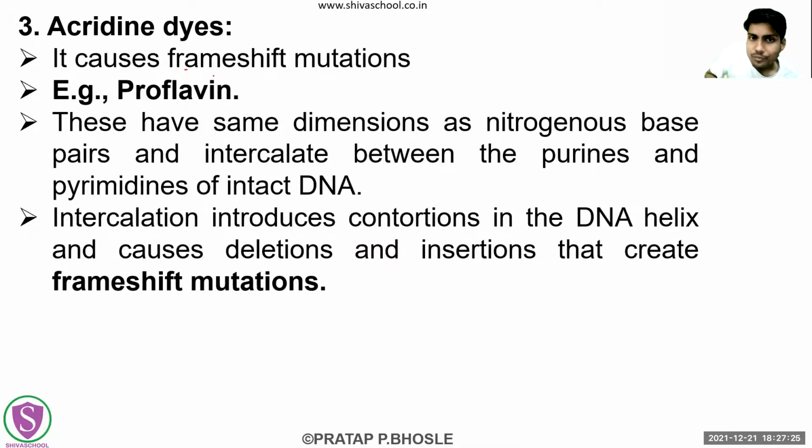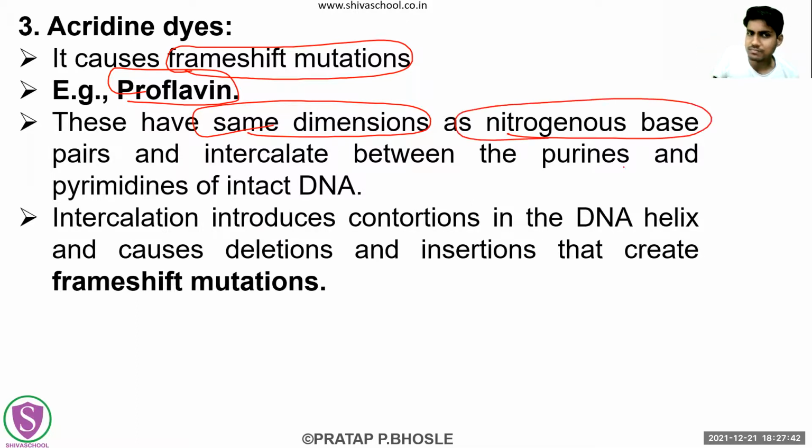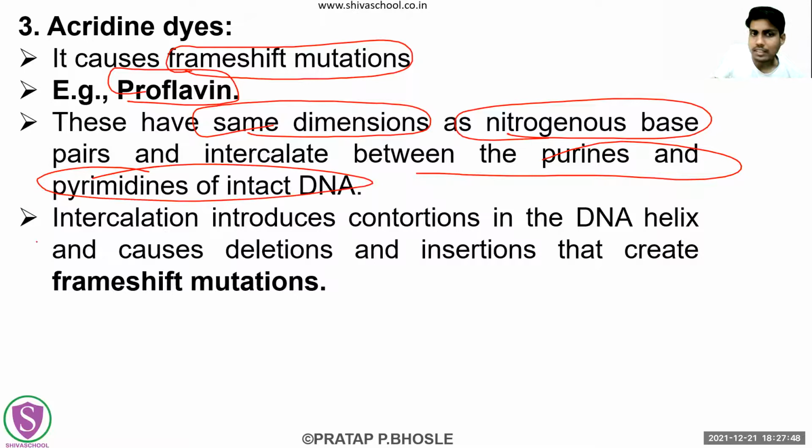So it causes the frame shift mutations. Acridine dyes. Okay, example is proflavin. What is the case with the acridine dye is that they have the same dimensions. Their structural dimensions are the same as the nitrogenous bases, and they intercalate between the purines and pyrimidines of the DNA.